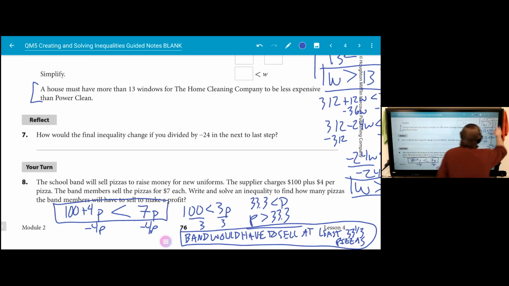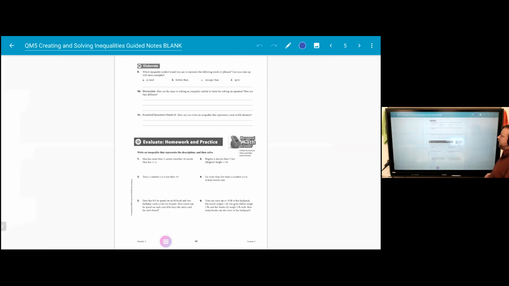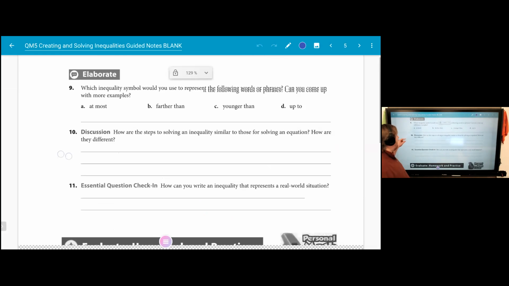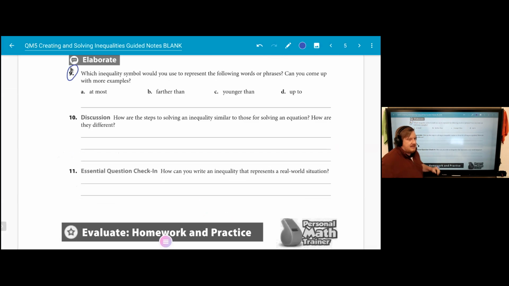All right, let's check our next page here. I like these. Think about these and check them in the teacher's edition that's posted with it too. Which inequality symbol would you use to represent the following words or phrases? And then maybe come up with another example.